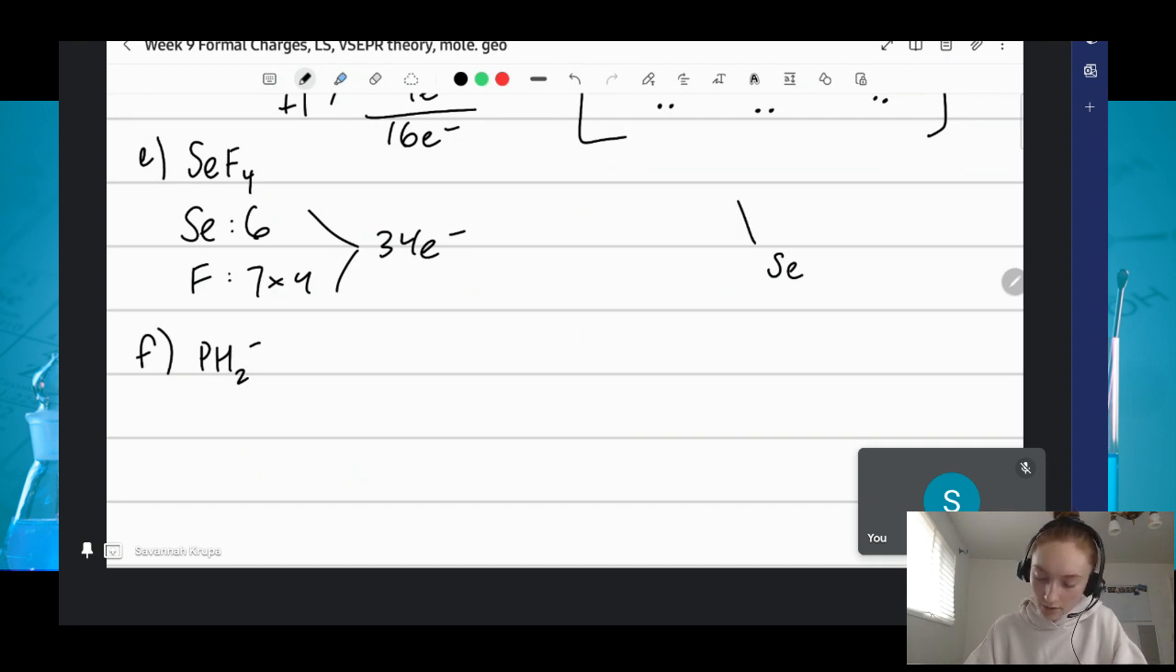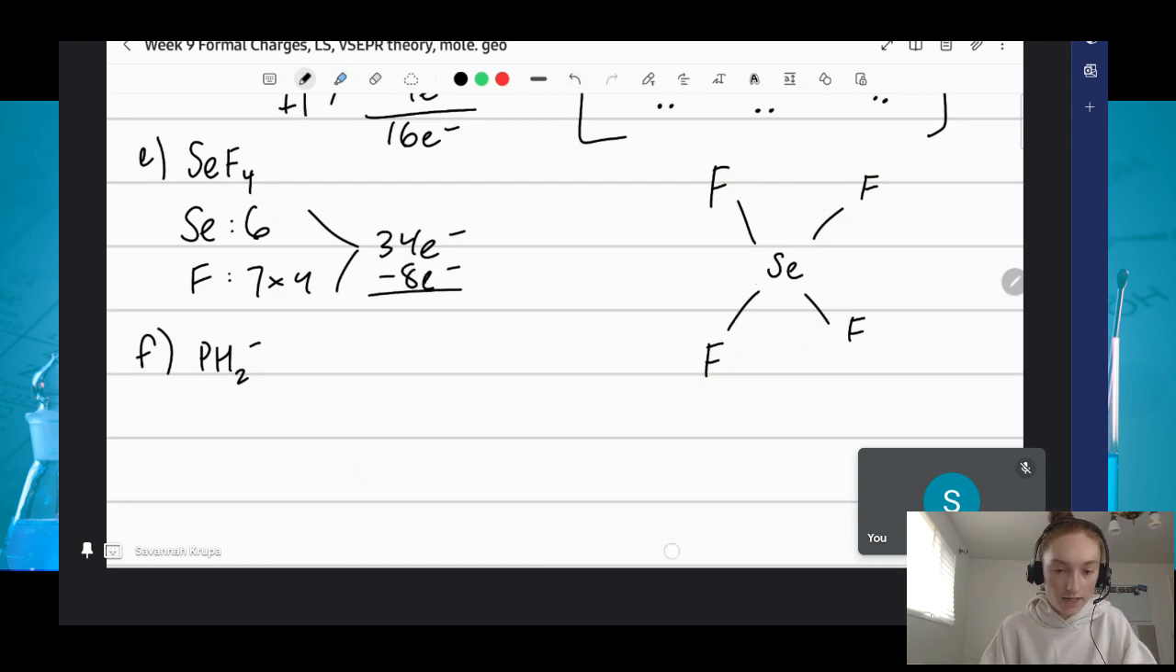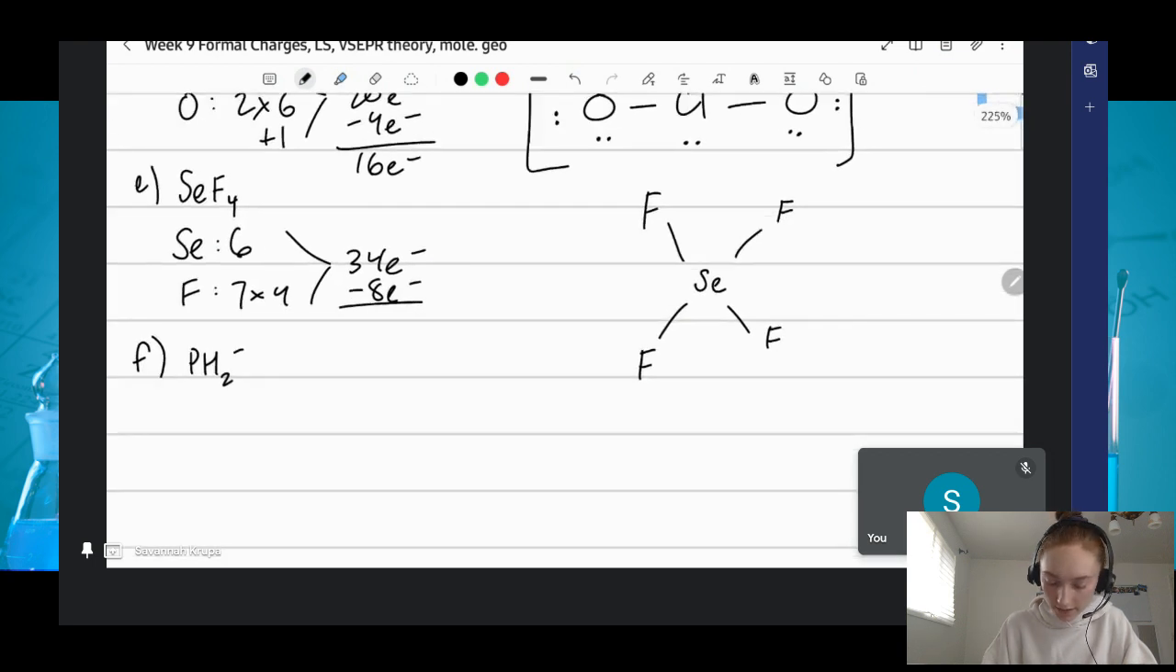And so let's work on the surrounding atoms. So we have 4 of those. So if we have 4 of the fluorine, let's write those down. And since there are 4 that we're working with, and there's 4 bonds that we've written, that's 8 valence electrons. So minus 8 here. That will be a total of 26 valence electrons.